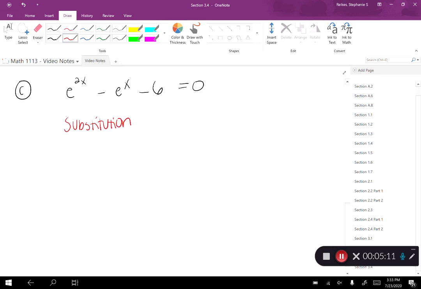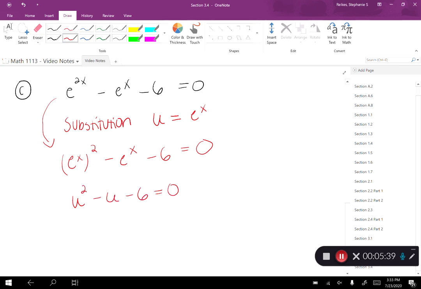Take some other value, or letter, I'm going to just use the letter u, and I'm going to set that equal to e to the x. Because I can rewrite this as e to the x squared minus e to the x minus 6 equals 0. And now everywhere I see e to the x, I'm going to replace it with the letter u. So I'm going to get u squared minus u minus 6 equals 0. Now it's officially a quadratic.